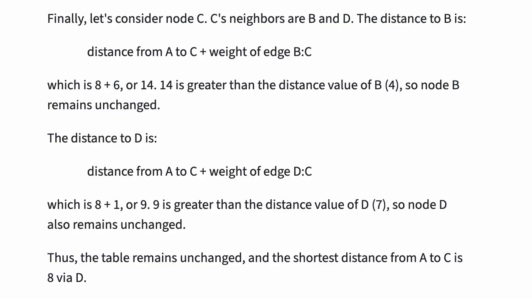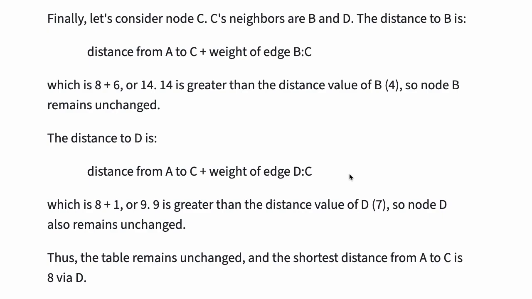Finally, let's consider node C. C's neighbors are B and D. The distance to B is the distance from A to C plus the weight of edge BC, which is 8 plus 6, or 14. 14 is greater than the distance value of B, which is 4, so node B remains unchanged. The distance to D is the distance from A to C plus the weight of edge DC, which is 8 plus 1, or 9.